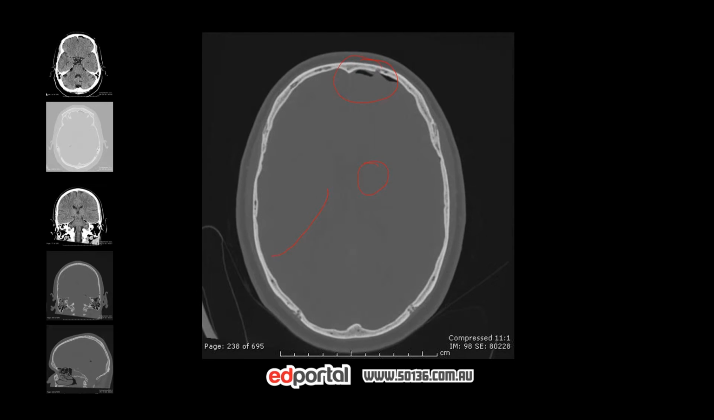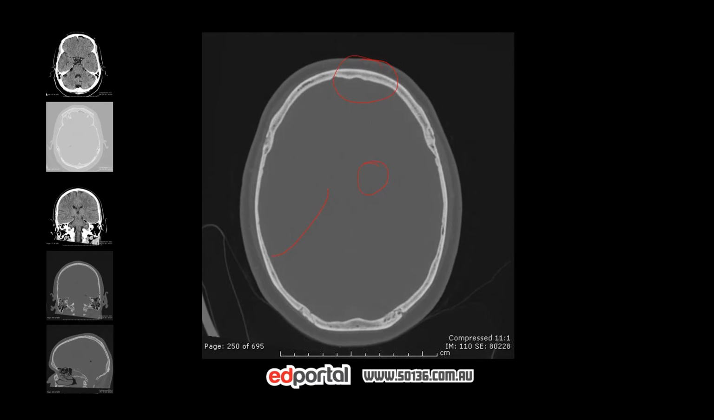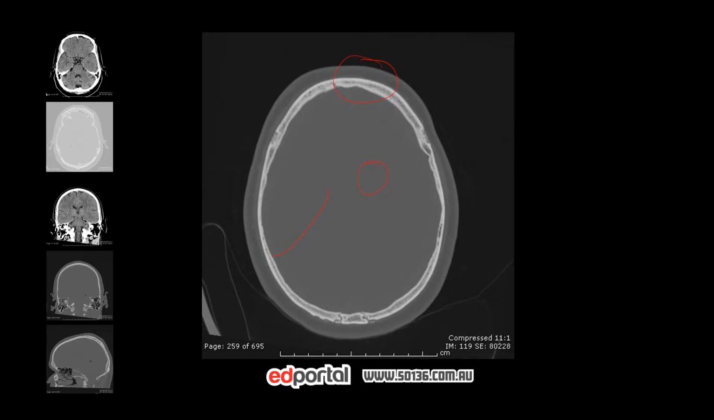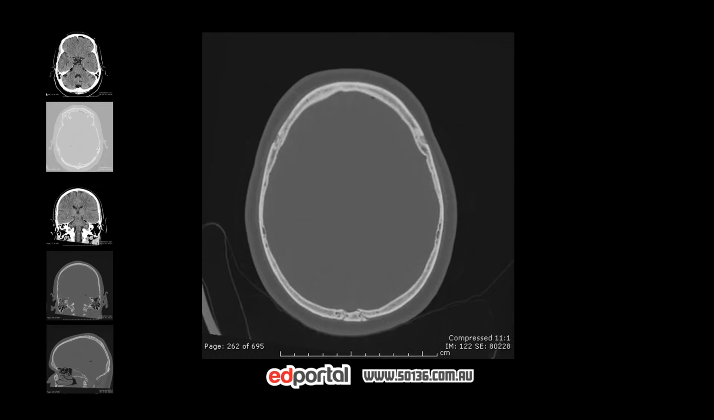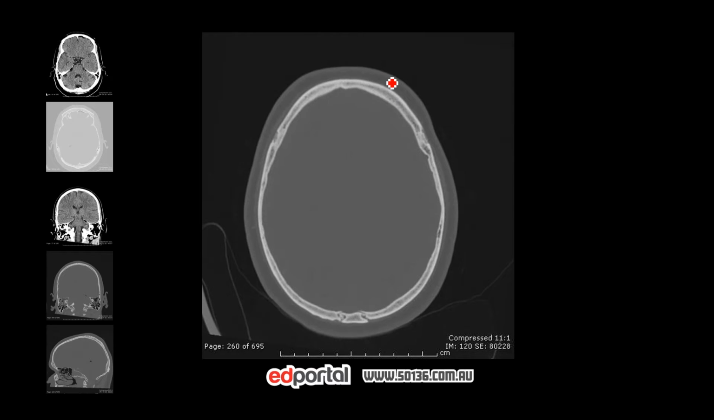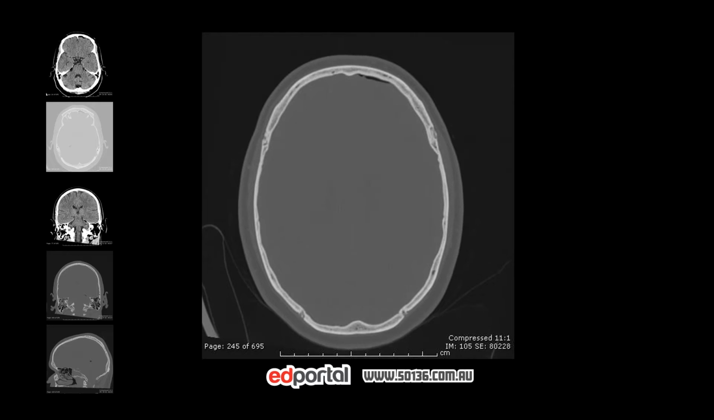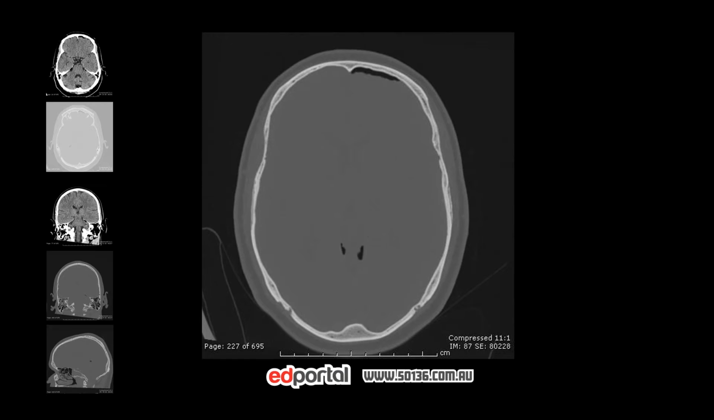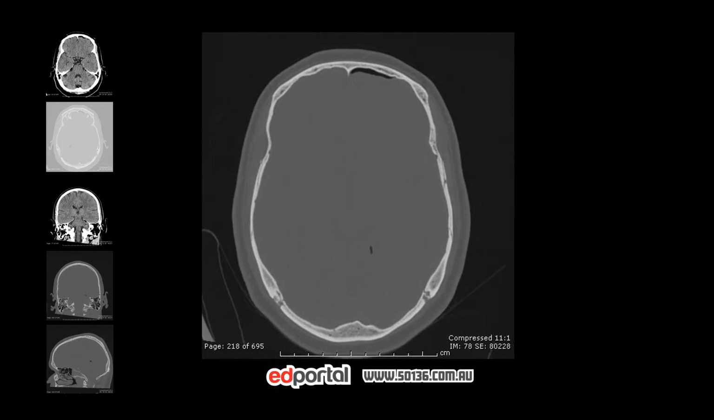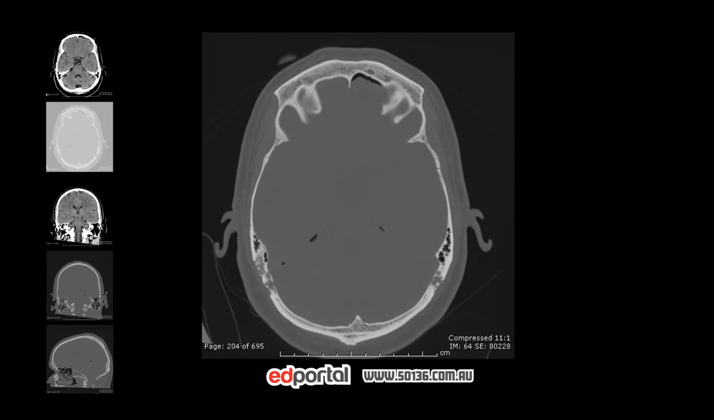It goes right up towards the vertex. But look at the skull. There's no depressed skull fragments. There's no obvious breaks that we're seeing. And look, we've even got a couple more little locules of gas over here. Let's go back through. We'll have another look. There's really no skull fractures that are jumping out at us.